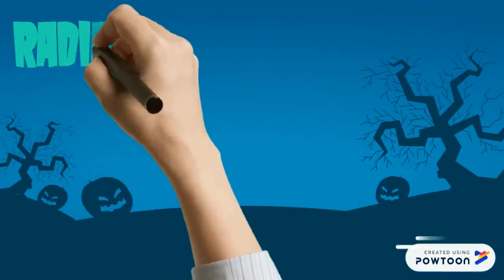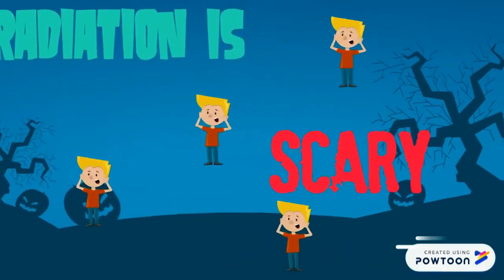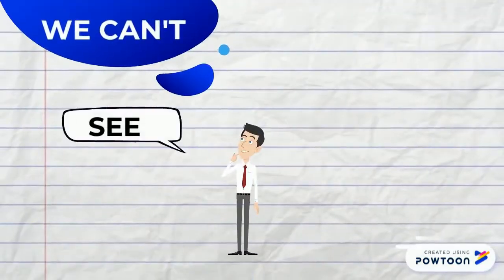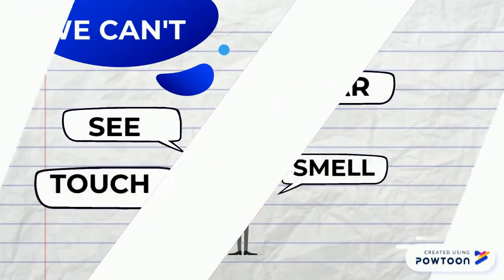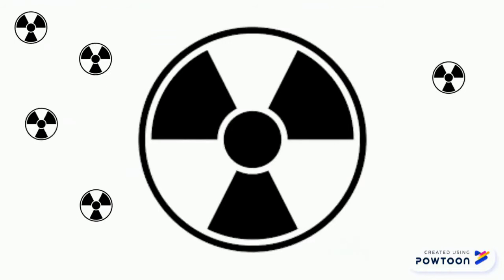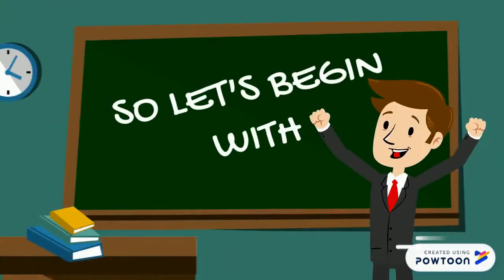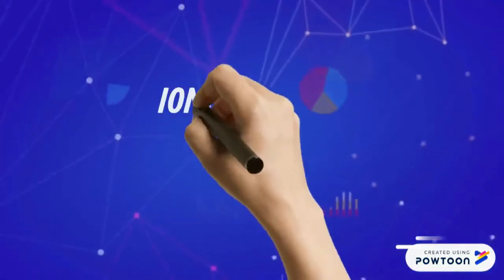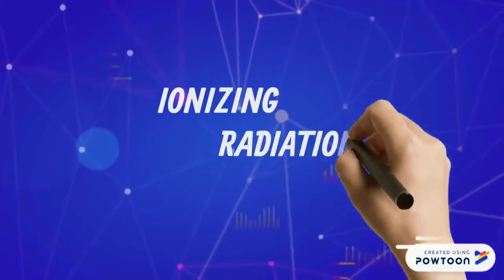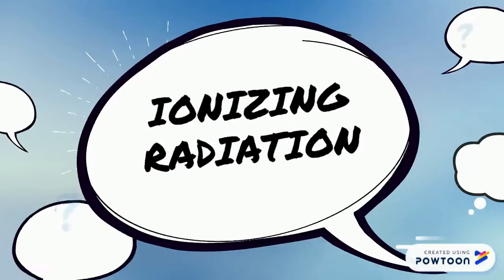When we hear about radiation, we think radiation is scary because we can't see, hear, smell or touch it. And we know that it can do terrible things to us. Okay. So, to understand radiation better, let's begin with ionizing radiation. What is ionizing radiation?